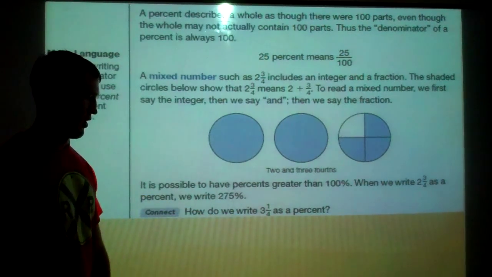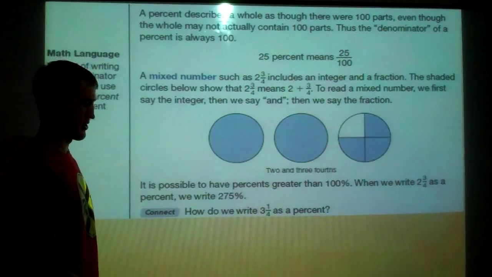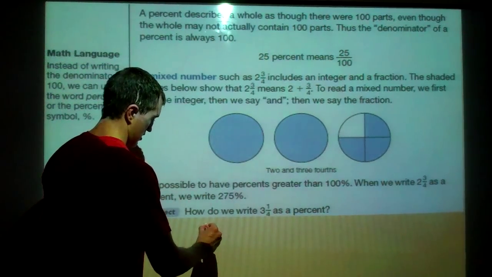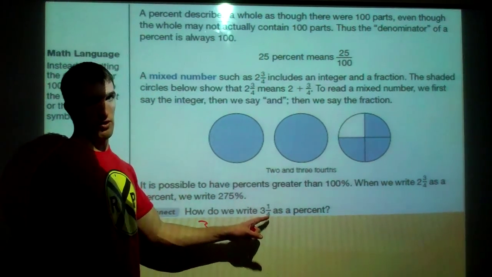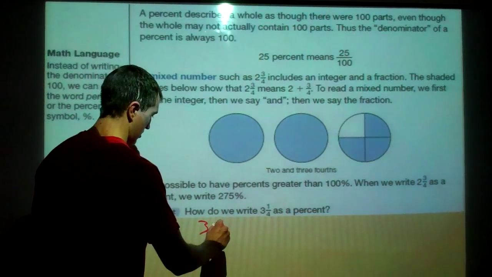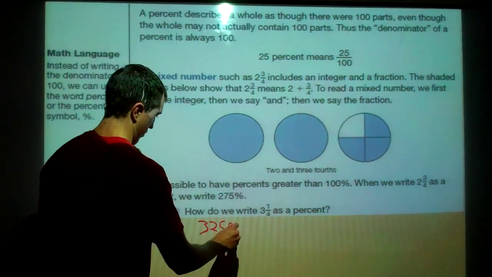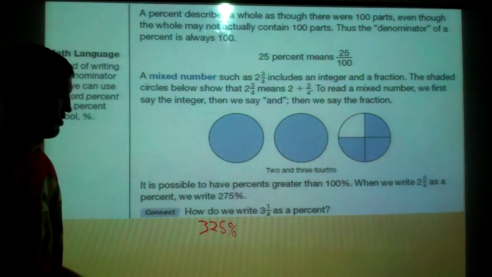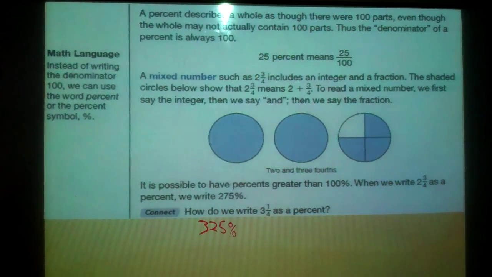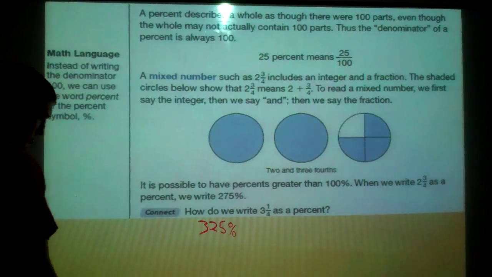So, how would we write 3 and 1/4 as a percent? Well, that's going to be 300, and we found out earlier that 1/4 is 25%. So 325%. So, those are your above 100% percents.